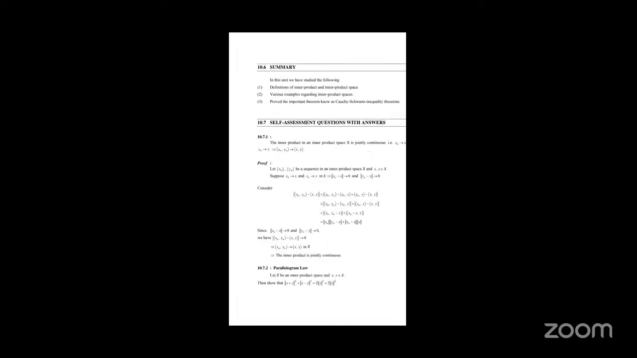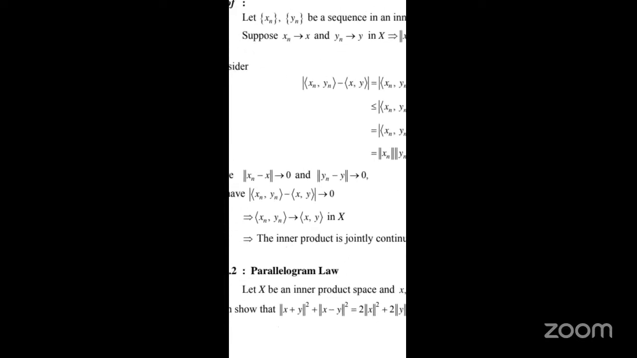Now these properties are verified here. These are all self-assignment questions. Now this is also one of the propositions. Let X be an inner product space and x and y belong to X. Now, by the polarization identity, norm x plus y whole square plus norm x minus y whole square equals, now all the students find this a very simple thing.